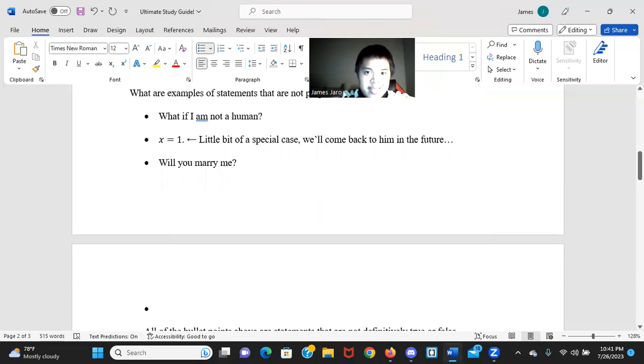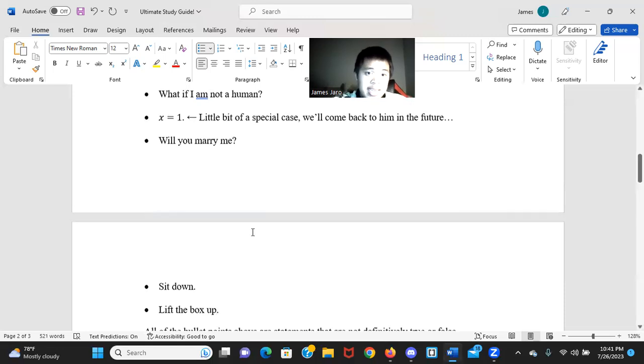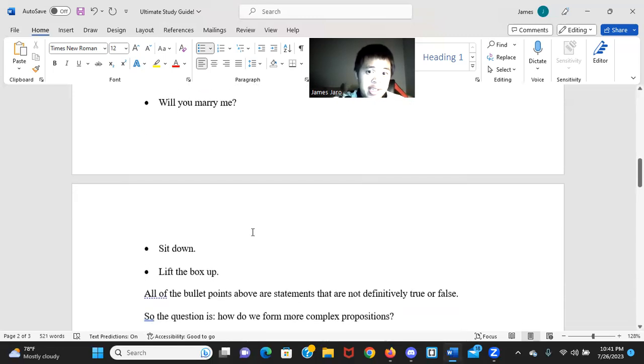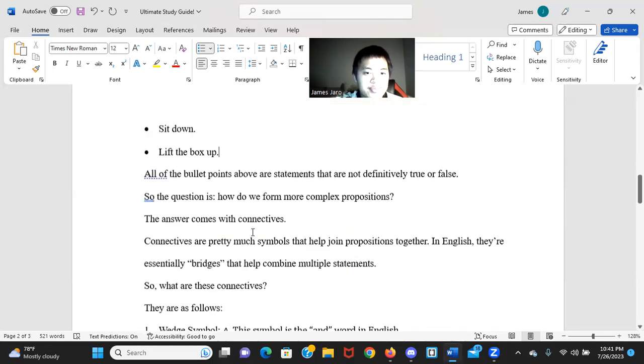Another one that I discovered is commands, when you are ordering people around. So, sit down, lift the box up. These are not statements that have true or false values. They're actions and they are commands, so they don't have truth values to them.